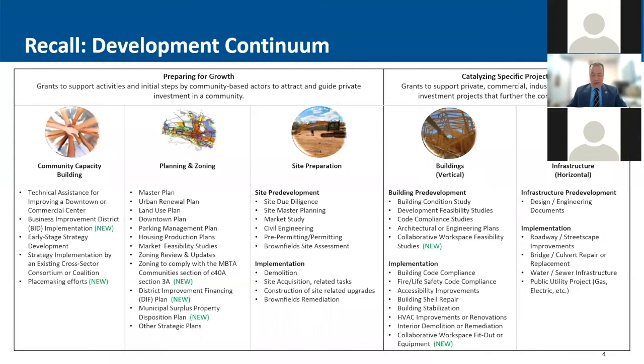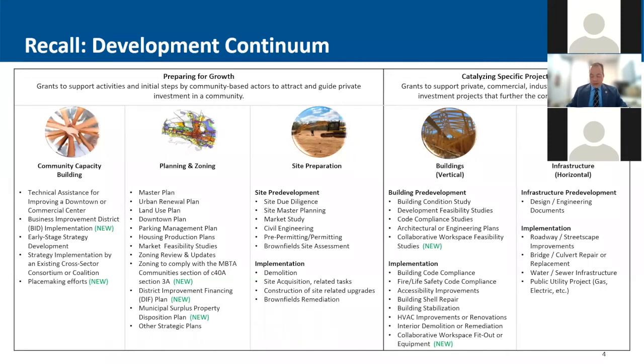On the right-hand side, we have the categories that are related to catalyzing specific projects. And again, thinking of the life cycle, these are the categories that you would want to apply to when you are advanced in your permitting, when you're advanced in your design, when you have a development identified, a private development identified in some cases. And this includes grants to support the implementation of the actual construction activities to leverage the private investment that leads to new commercial, industrial, and residential development or other improvements that further the community's vision. And on this side, we have the buildings and infrastructure categories. And here is where you can see under each of these categories the funding activities that are generally associated with each category.